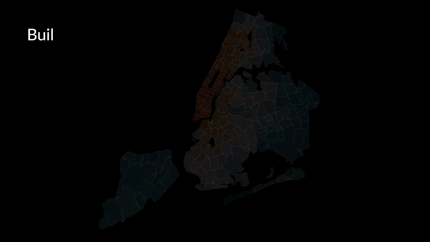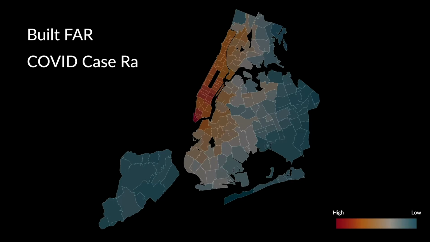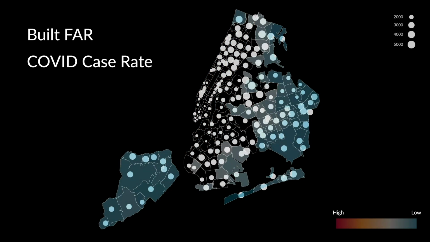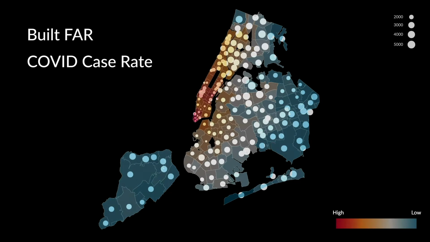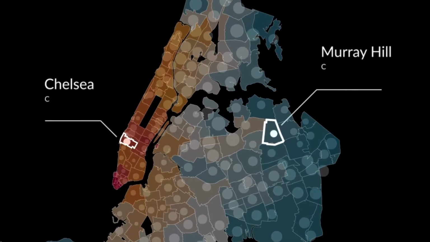When looking at the density for New York City, a built FAR map looks like this. We then overlaid the case rate data on top. Here, the bigger the circle, the more infections per 100,000 people. At a glance, there is no clear indication that COVID-19 infections are related to higher density. In fact, the lower density areas have comparatively higher infection rates. Taking a closer look at the neighborhood level, these two neighborhoods have similar COVID-19 case rates, but Chelsea has an FAR of 7.36, while the FAR of Murray Hill is only 0.63.